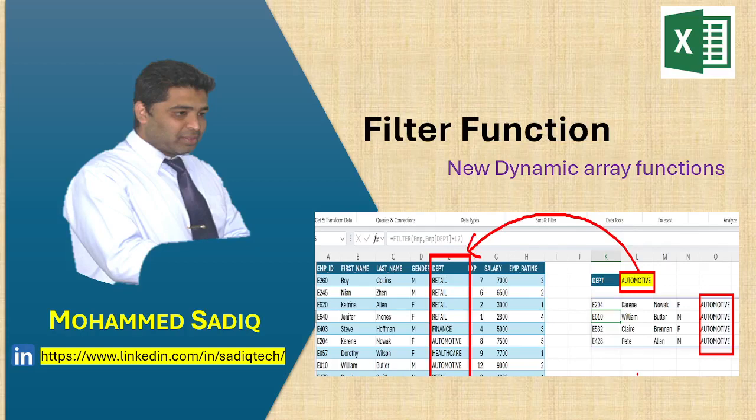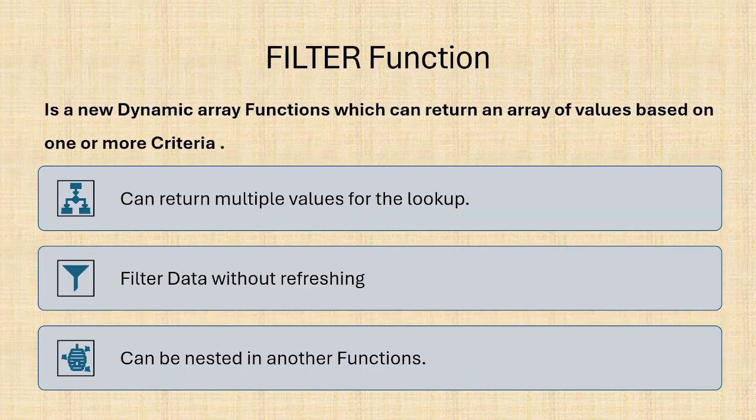Hi, in this session we'll learn about how to use a filter function in Excel. Now what is a filter function? Filter function is a new dynamic array function which can return an array of values based on one or more criteria. That means we've seen in Excel whenever you write any function it always returns a single value. But here we have dynamic array functions.